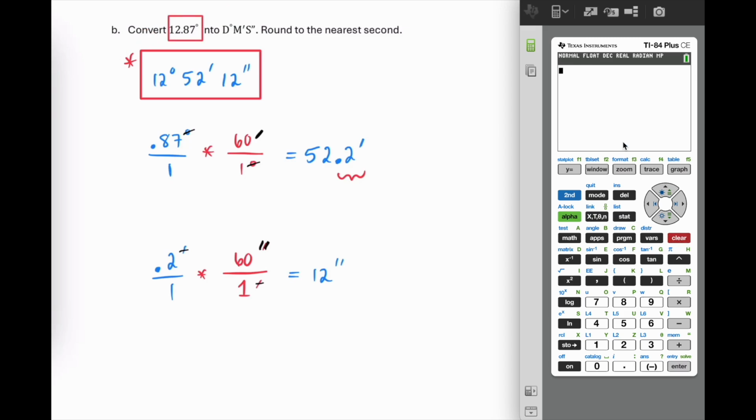Now to use our calculator to convert in this direction, we input the angle 12.87, and when we go over to the angle menu by hitting second angle right here, we actually don't have to put the degree symbol on it. We can just take this decimal and convert it into DMS, or degree, minute, second notation, and the calculator understands that the original thing that we had put in must have been in degree notation. So when we hit enter, we can see that our answer of 12 degrees, 52 minutes, and 12 seconds is actually correct.